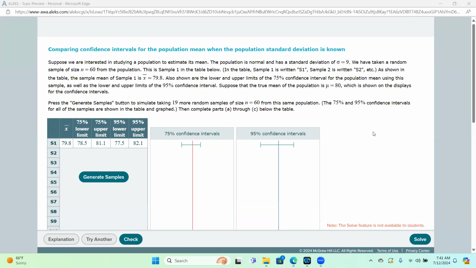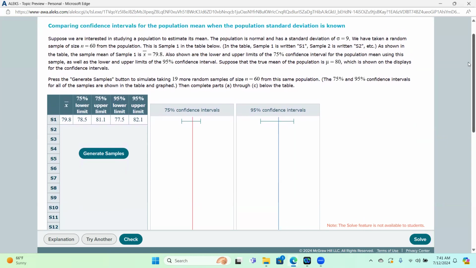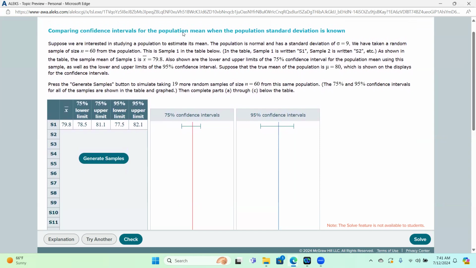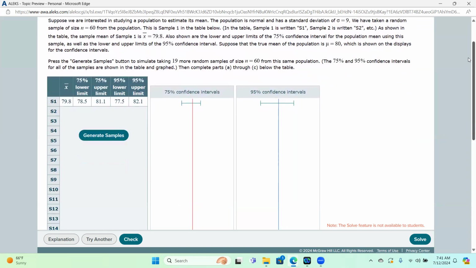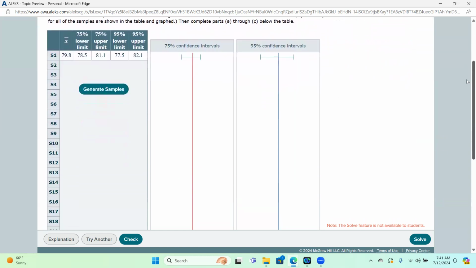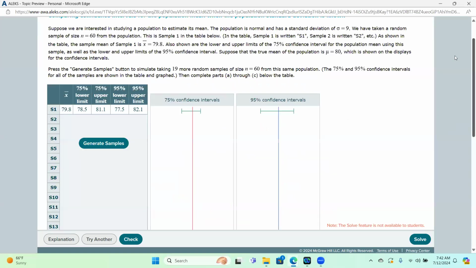ALEKS is definitely different than what we can do in the notes, and so I want to give you some guidance on how to work these. So it's asking us to compare confidence intervals for the population mean when the population standard deviation is known. We will rarely ever have that, but this is a good way for us to compare this.